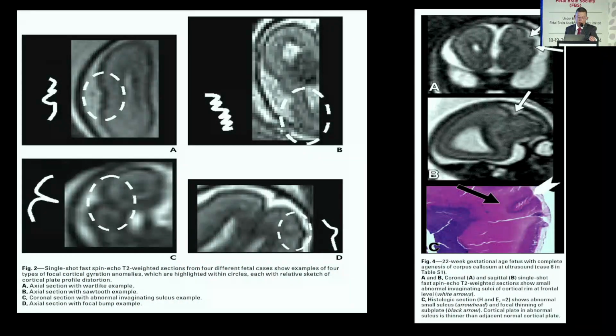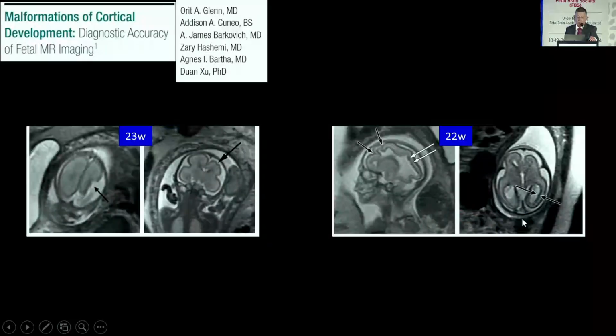And these were the images they published in 2012. I think perhaps today they will be able to produce better images, but you see the abnormal shape of the cortical surface, and in this way they were able to make the diagnosis, or at least suspect malformation of cortical development, and in many of their cases they also have a pathological confirmation. Another paper that came from the United States shows a fetus at 23 weeks, and they were able to diagnose this kind of malformation quite clearly using MRI.